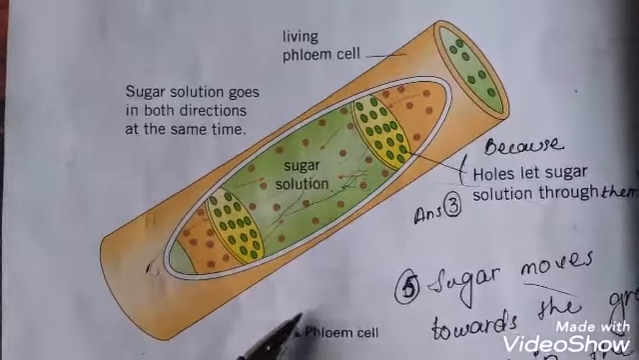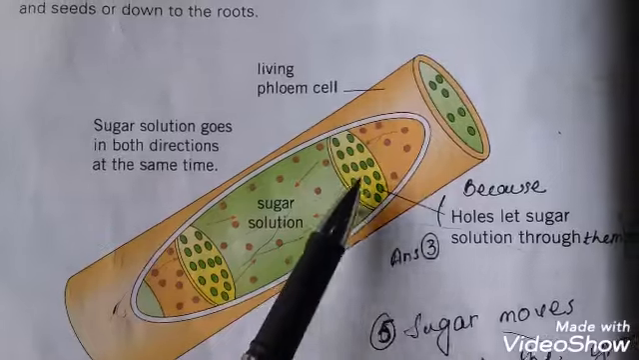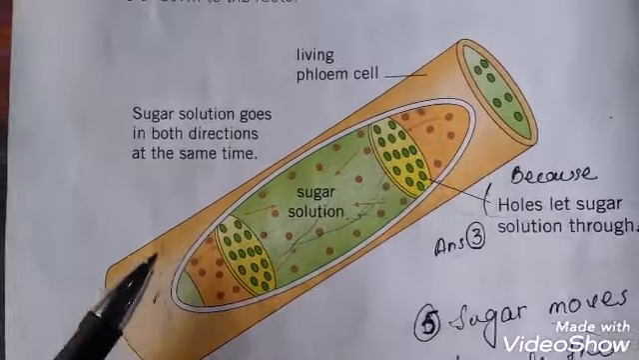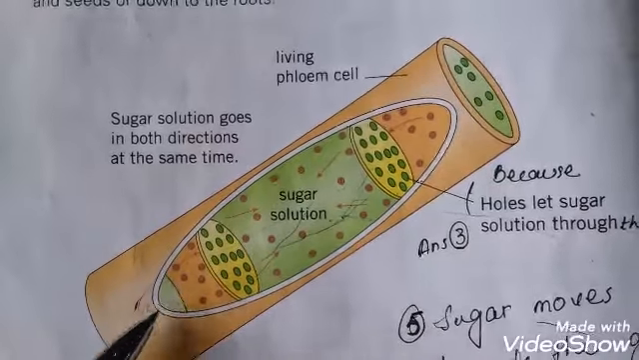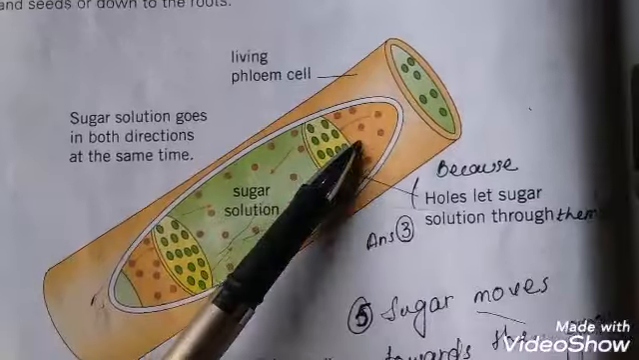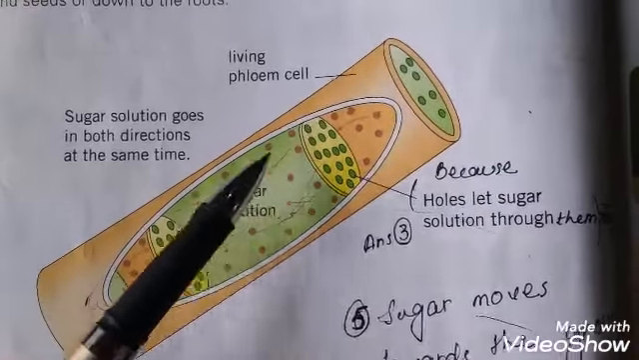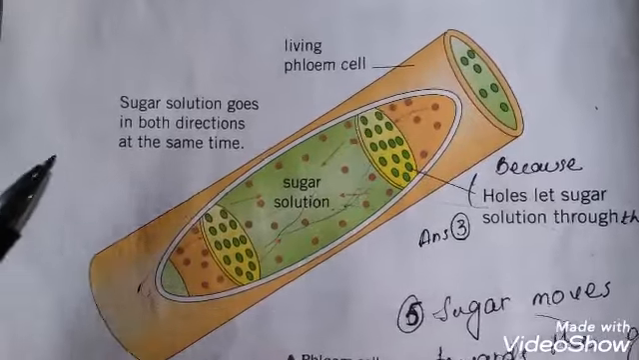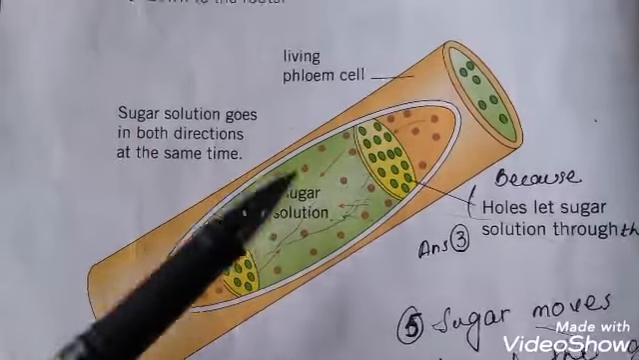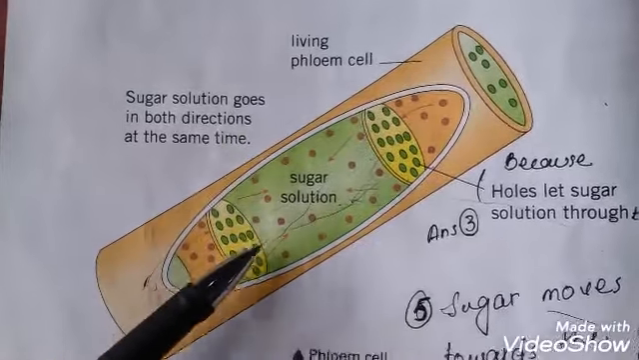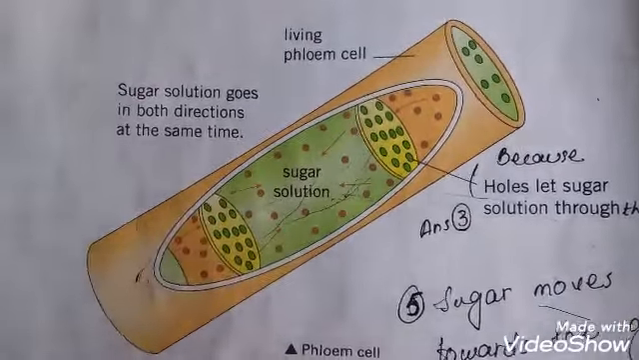Students, please see this phloem cell. These are the phloem tubes and living phloem cells. Sugar solution goes in both directions at the same time, upward and downward, and there are holes through which sugar solution moves to the other parts of the plant. This sugar solution moves in these phloem tubes because these phloem tubes are joined end to end.